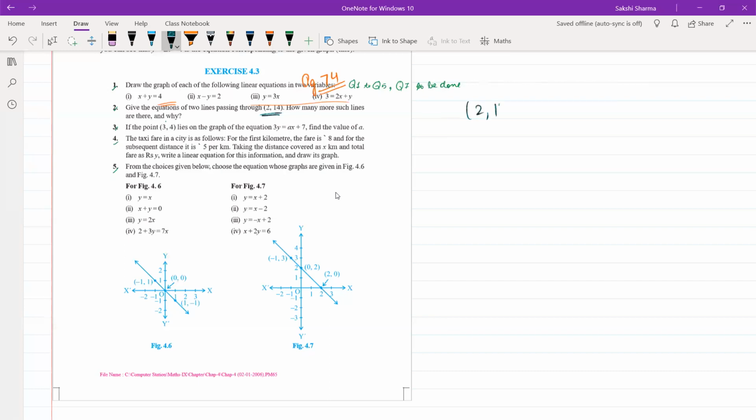So the point given to us is 2, 14. This means x is 2 and y is 14. So you can make an equation for which these two will actually form a pair of solution. So I can write down that x plus y is 16. Is that correct? Yes, ma'am. This is a linear equation in two variables, right?